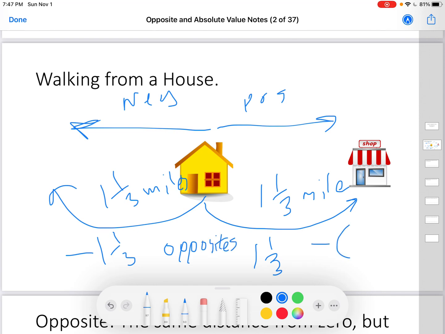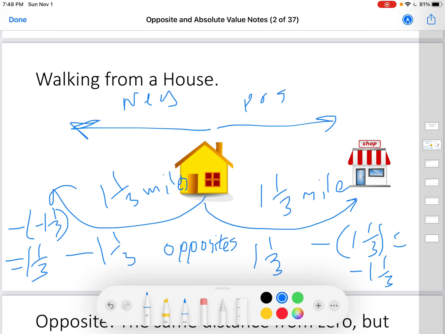So the opposite of 1 1/3 is negative 1 1/3. The opposite of negative 1 1/3 is positive 1 1/3. They are opposites. This one goes in the right direction. The opposite of the right direction is the wrong direction, so it would be negative. And the opposite of the wrong direction is the right direction, so it would be positive. Easy enough? That's the idea of opposites.